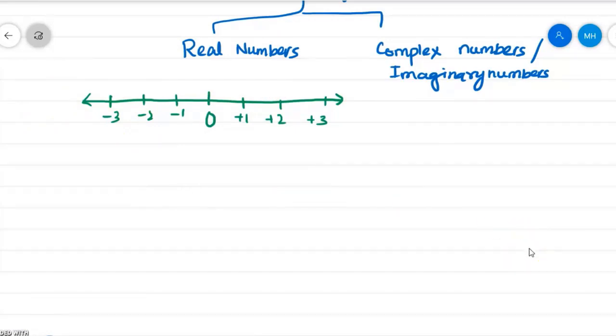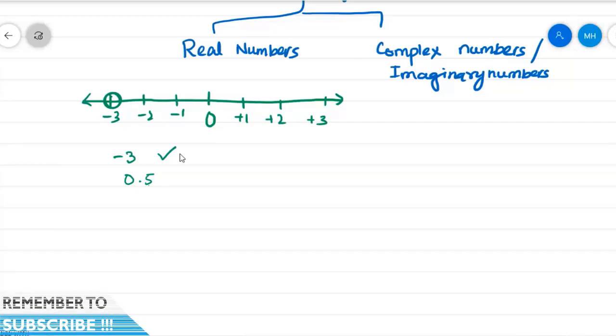Let's look at some examples, so it's better to understand what the real numbers are and what the number line is. Let's say minus 3. Yes, it is plotted over here. So minus 3 is a real number. Now let's say 0.5. Yes, it is going to be plotted on this number line somewhere here.